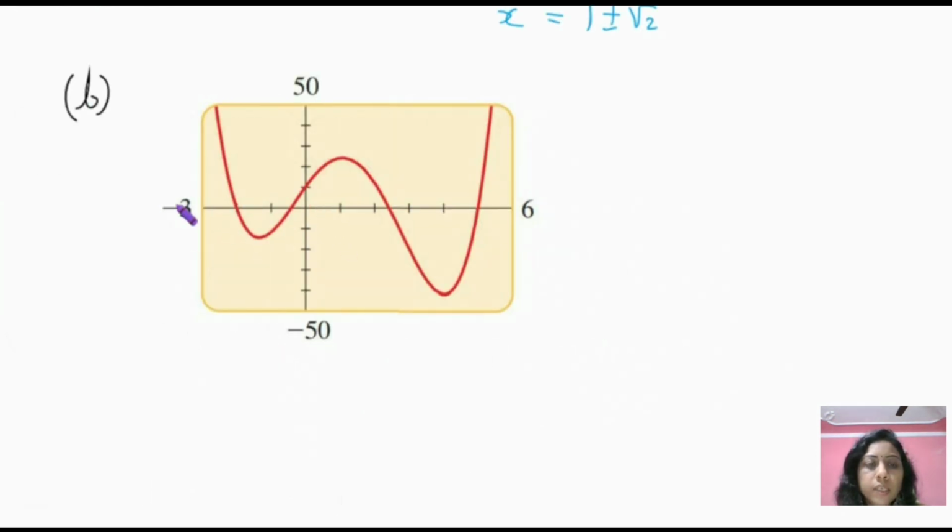So our graph looks like this. So here are the zeros of this polynomial. Okay, this is minus 2, minus 0.4, 2.4, and 5, and the graph opens upward. Okay, here the behavior: when x tends to infinity, y tends to infinity. When x tends to minus infinity, y tends to infinity.